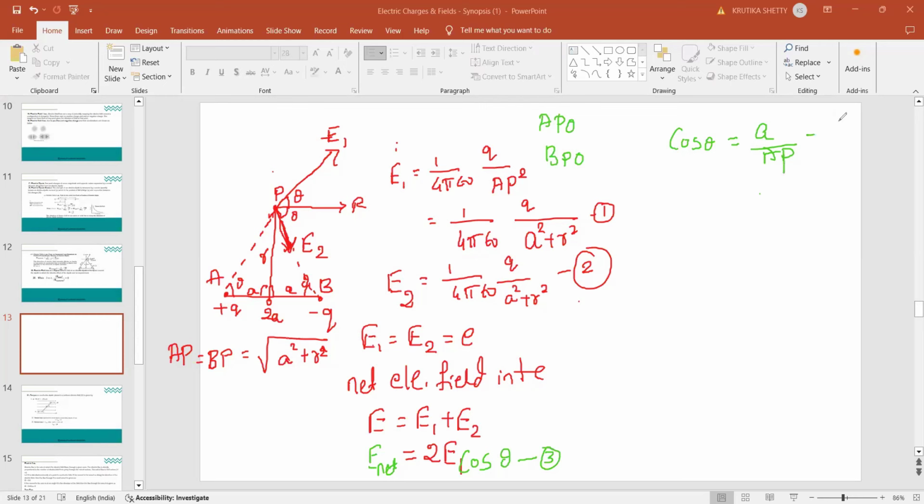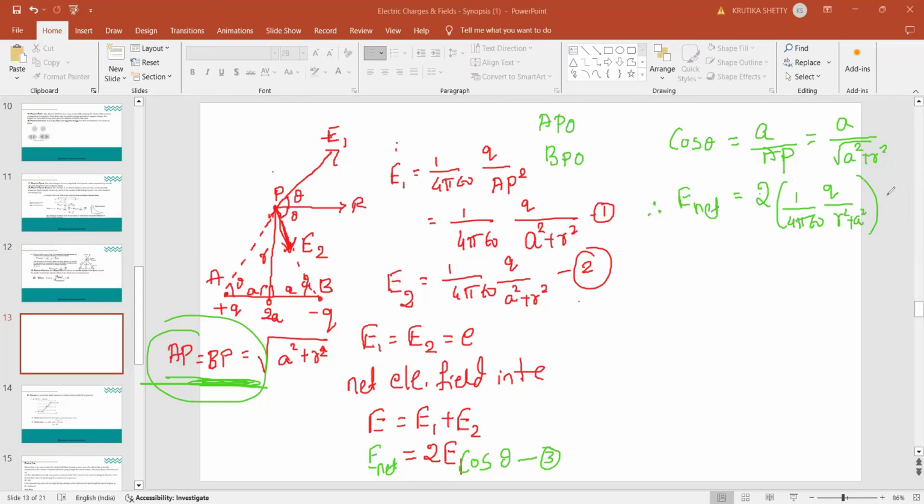So which is equal to a, you keep as it is. The AP value I have written here, you can see here. The AP value is written here. So you can substitute the value of AP. So this is equal to under root of a square plus r square. Therefore, our equation 3 becomes: the net electric field intensity is equal to 2 into E value, either equation 1 or 2, 1 upon 4 pi epsilon naught Q divided by r square plus a square, and your cos theta is a divided by under root of a square plus r square. Correct?